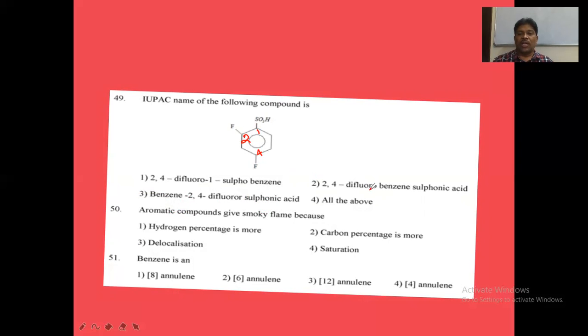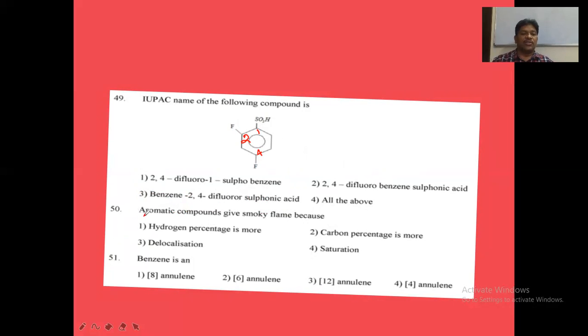Totally how many fluorines? Difluoro. Benzene ring with SO3H is called benzene sulfonic acid, which is the parent compound here. The substituents are two fluorine atoms at the second and fourth carbons. Is that clear? So 2,4-difluorobenzene sulfonic acid is the IUPAC name of this compound. Next, question number 50.